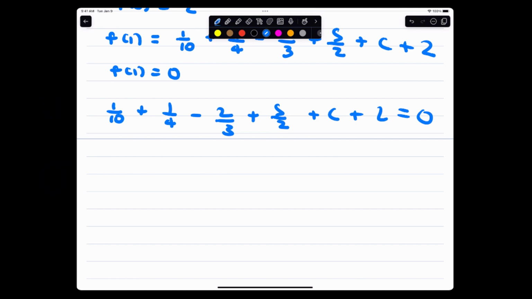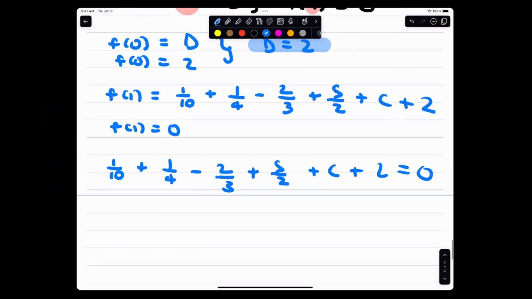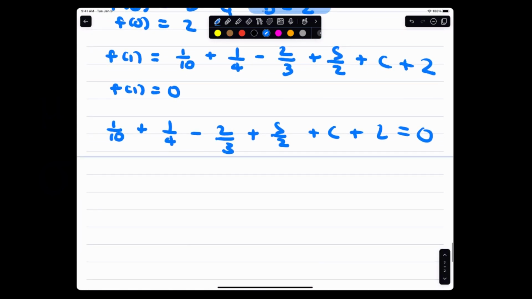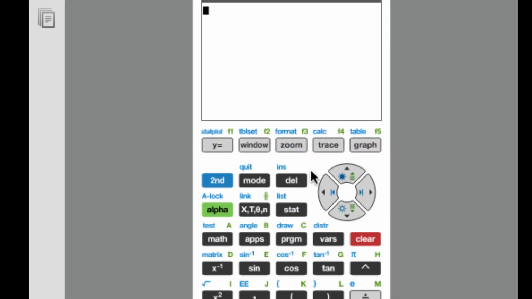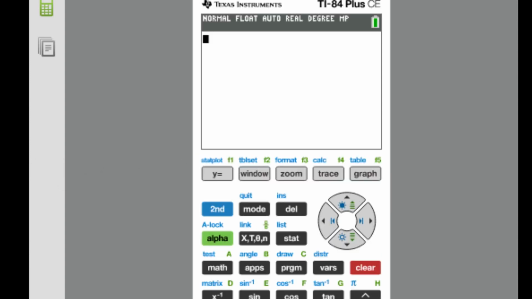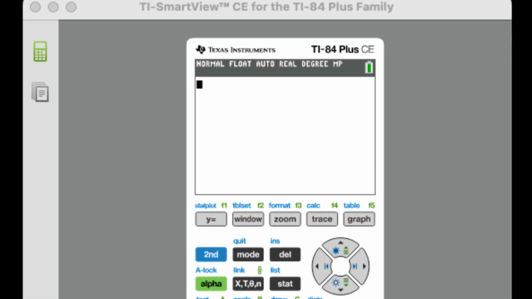Anybody know what the LCM of 10, 4, what's the LCM here? Is it 30? I don't think so. Anybody know what the LCM is? How do I add all these? Do we have a nice symbolic calculator? Can the TI do symbolic arithmetic? I don't know. Anybody know what I'm talking about? Can the TI do symbolic arithmetic?